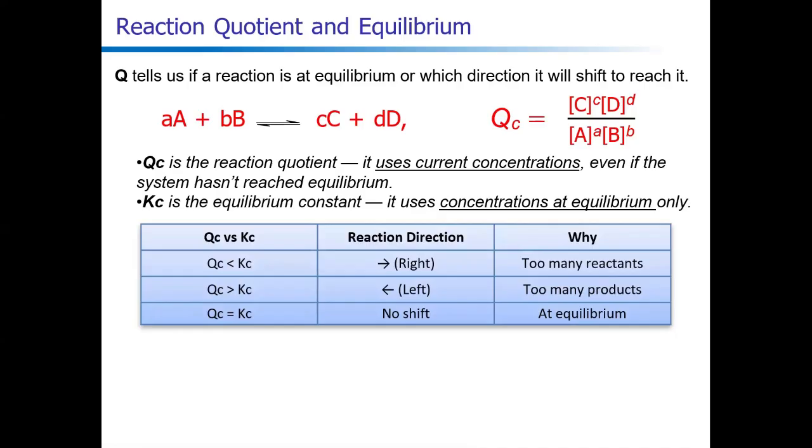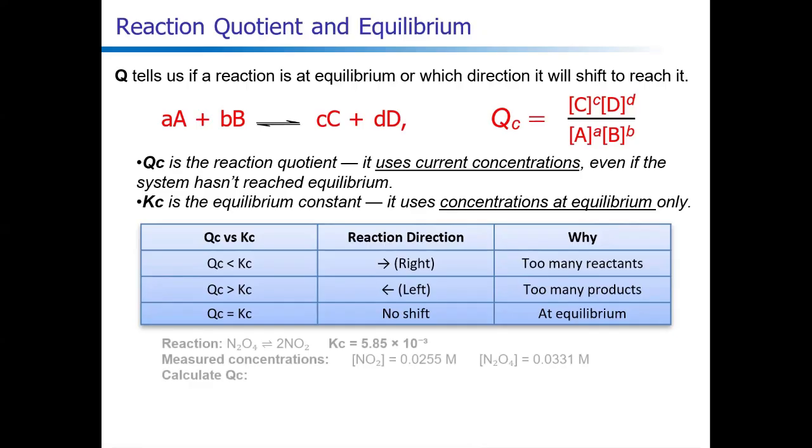This table summarizes the comparison. If Qc is less than Kc, there are too many reactants, so the system shifts to the right towards product. If Qc is greater than Kc, there are too many products, so the system shifts left towards the reactants. If Qc equals Kc, we're already at equilibrium. No net shift occurs.